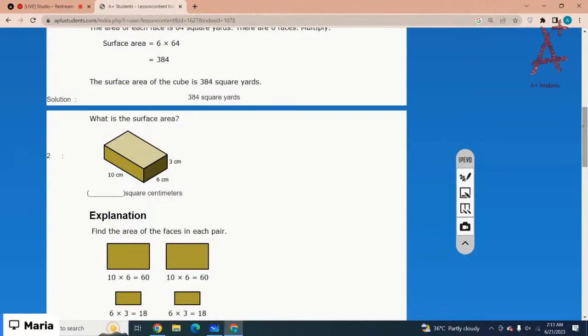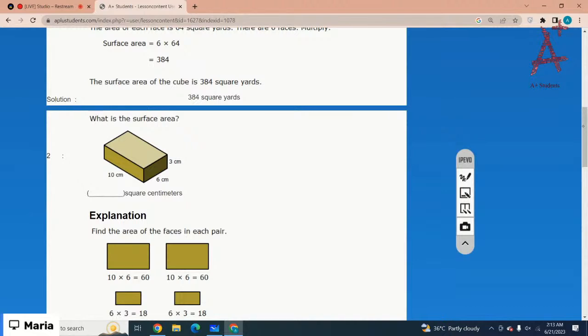You have to calculate the area of faces in each pair, like this one and the other side, that is a pair. This one and this side is a pair. This one and the bottom one is a pair. So the given shape has 6 faces and the faces are in pairs. So you have to calculate the area in the form of pairs.